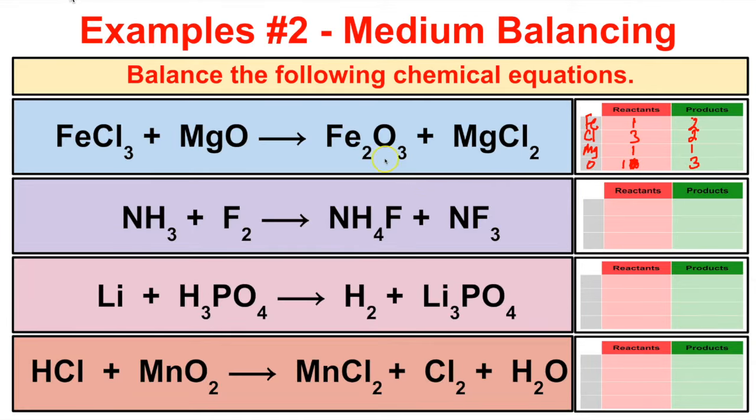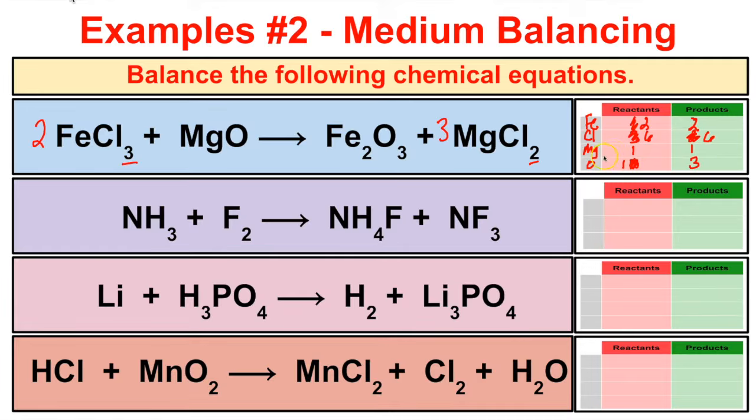And so if we take a look right away, we're going to notice that we have 3 chlorines and 2 chlorines over here. So the lowest common multiple of 2 and 3 is going to be 6. So if I put a 3 here and a 2 here, let's see what's going to happen now. I've got 6 chlorines on the reactant side now. And 3 times 2 is 6 chlorines on the product side. If we take a look now, I've got 2 irons over here on the reactant side, and I have 2 irons on the product side, so those now are balanced as well.